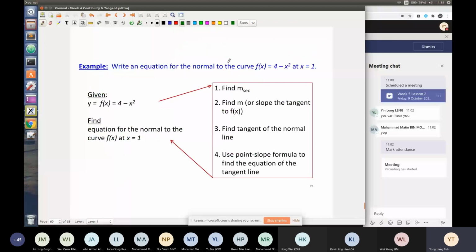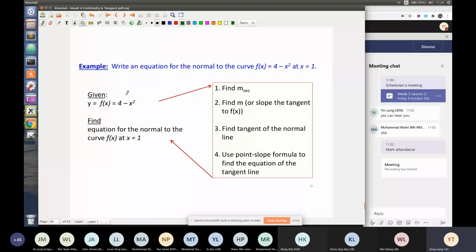So let's apply that. We are given this function f of x equals 4 minus x squared. We are supposed to find the equation of the normal to the curve at x equals 1. The steps are here, but it's quite intuitive. Basically, what we do is find the slope of the tangent first. We can find it using our limit definition. If you're not asked to use the limit definition, you can of course just use differentiation directly. But at this juncture, let us use our limit definition.